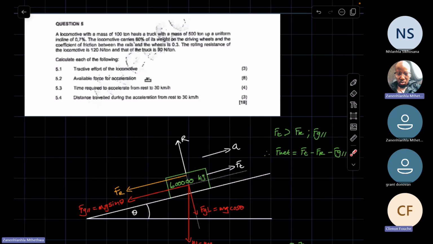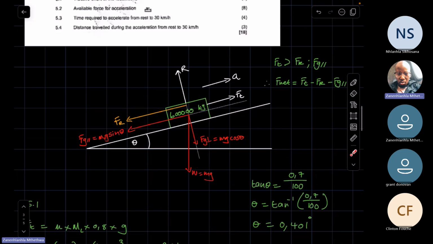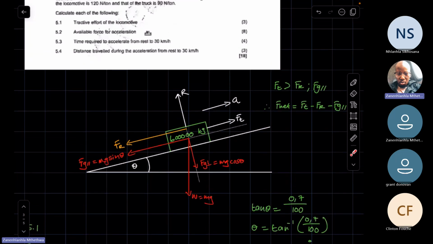Yes, sir. Okay, sir. Just a quick question. So what you are saying is by 5.1, they ask to calculate the tractive effort of the locomotive. Do you then, even if they specify the locomotive, do you then use the total value or the total mass? No, you will always use the mass of the locomotive.